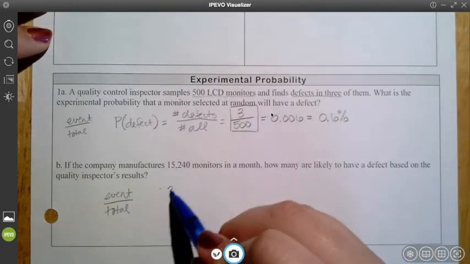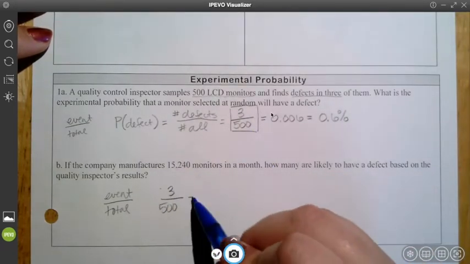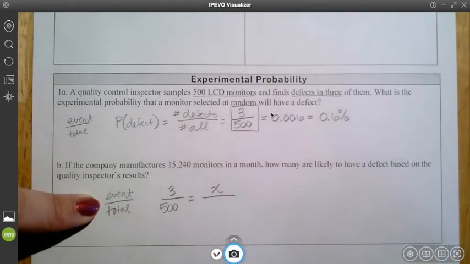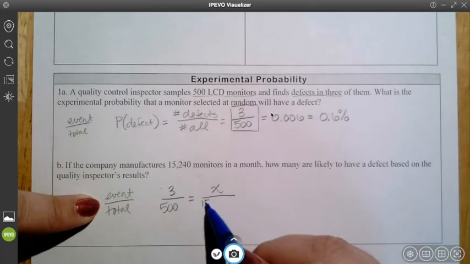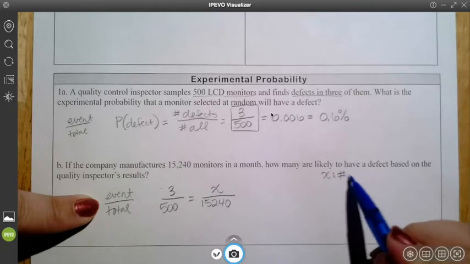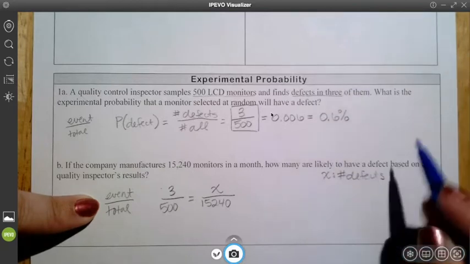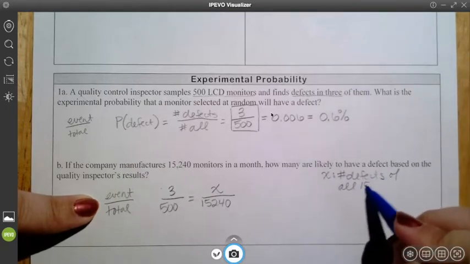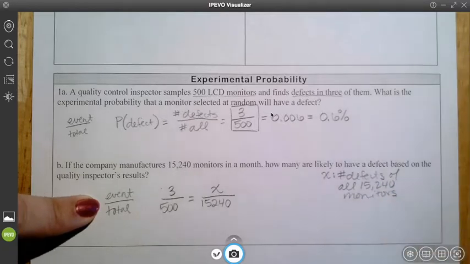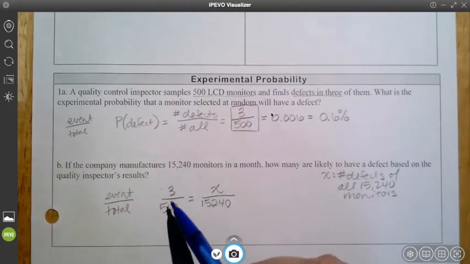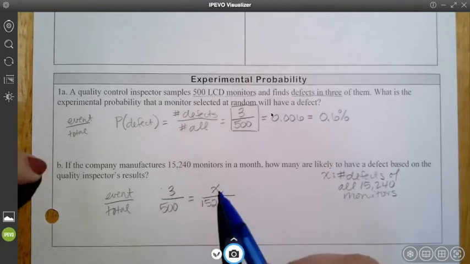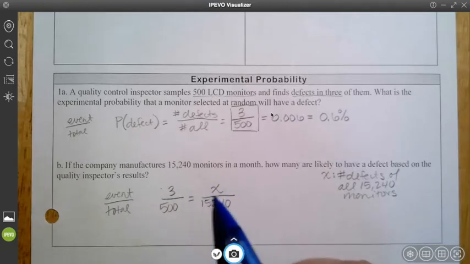So we take our probability from above, 3 over 500, and we ask, how many defects would there be for all of these monitors? So our unknown is the number of defects of all 15,240 monitors. So we're setting it up the same way. How many defects over all of the monitors? And now we need to solve for x.